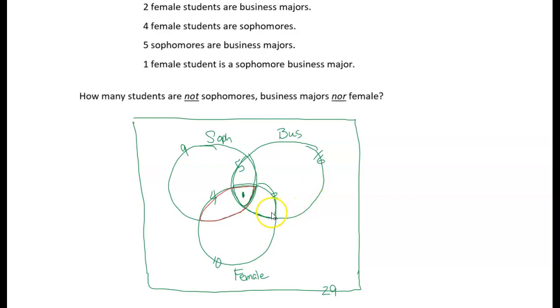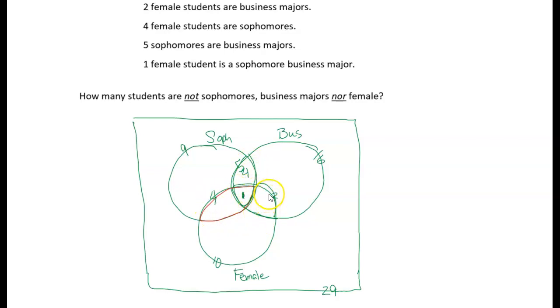Okay, now from there we can go and figure out a lot of stuff, right? Because now we have this group. We had the 5 sophomores who are business majors, right? And we've already now accounted for 1 who's also female. So there have to be 4 students who are sophomore business majors but not female, okay? Because the whole group has to add up to 5.